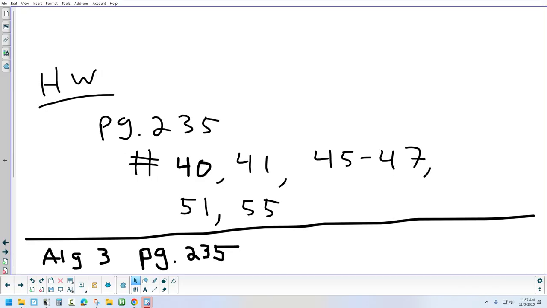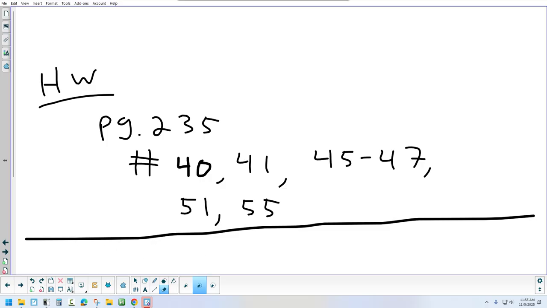So that is the homework for tonight. It's page 235, 40, 41, 45 to 47, and 51 to 55. Just a reminder, I'll be here after school tomorrow. We'll have a review day after we go over the homework. And the review will cover everything that's going to be on the test.